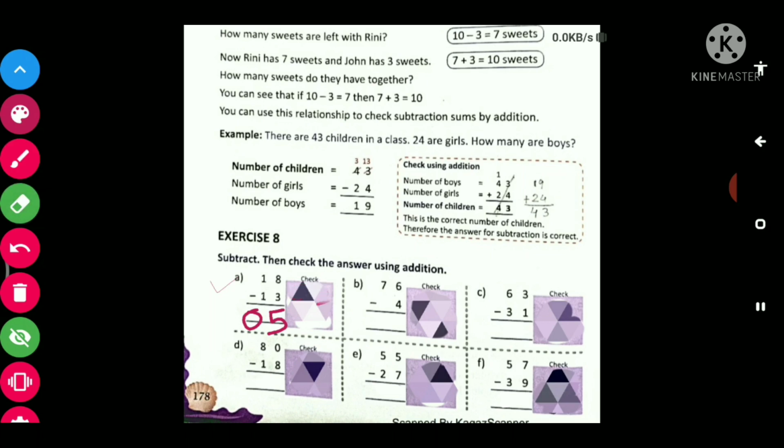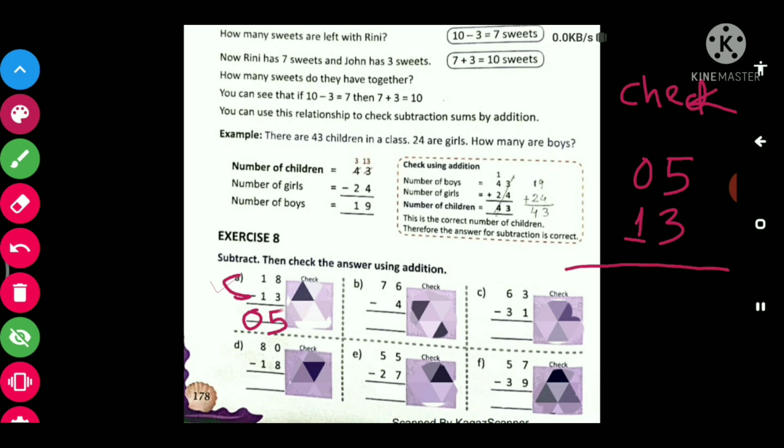Okay, one thing I can do, I will write here. Okay, check. So first of all I will write the difference. So my difference is 05. Now I will take the smaller number or the smallest number. So among these two, 18 and 13, which one is the smallest number? 13 is the smallest one, right? So I will write here 13.